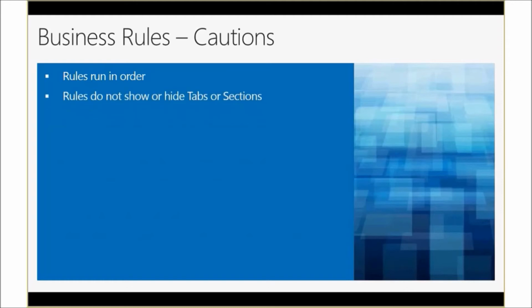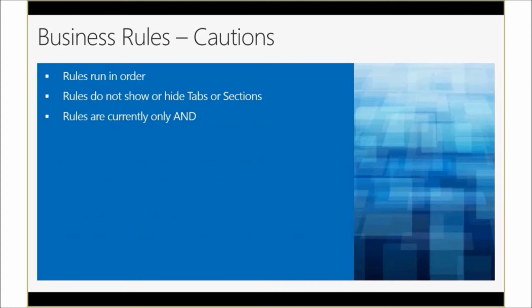Rules do not hide tabs or sections. The only way to hide a tab or section is to hide all the fields in that section or tab, and then it will hide automatically, because that's what CRM does. Rules are currently "and" only, as I said: this and this and this. It's not this or this. You have to create two separate rules to handle an "or" situation.